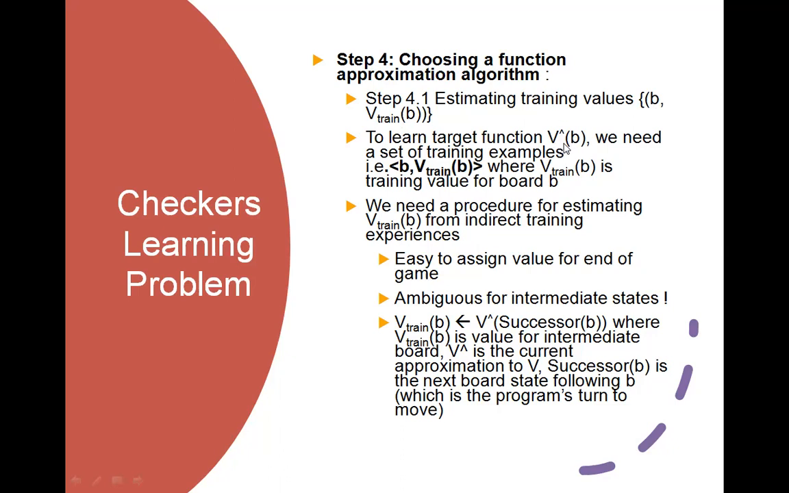To learn the target function, we need a set of training examples. Training examples are nothing but a combination of a board state and its respective value, B comma V train of B, where V train of B is the training value of that board state.